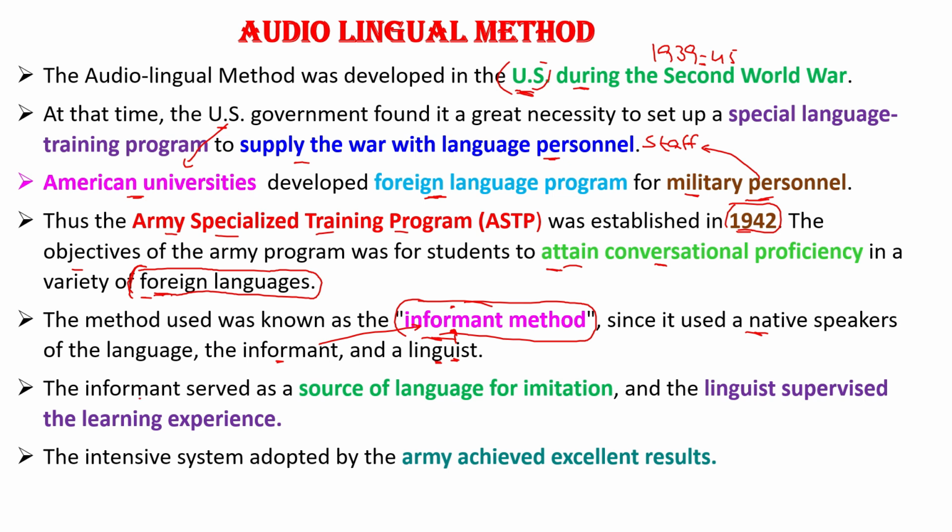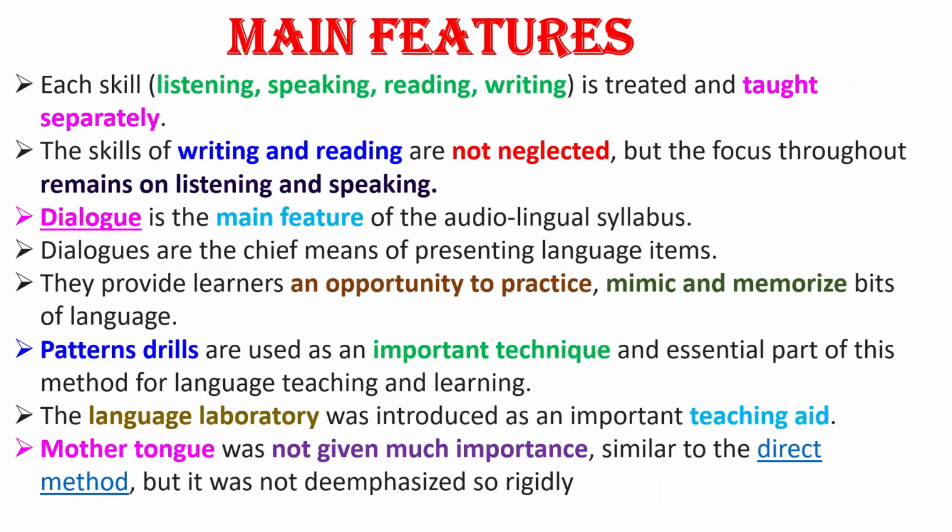So what is the purpose of the informant? The informant served as a source of language for imitation. And what will the linguist do here? He supervises the learning experience. So the informant served as a source of language for imitation, and the linguist supervised the learning experience. The intensive system adopted by the army achieved excellent results. This method has given fruitful results.